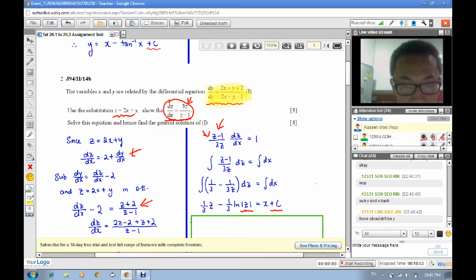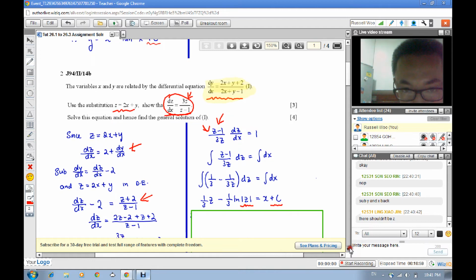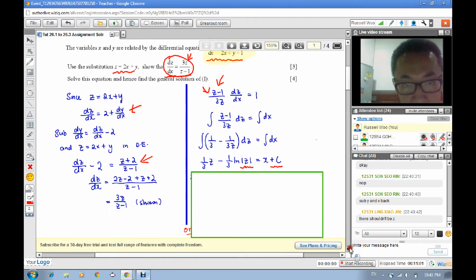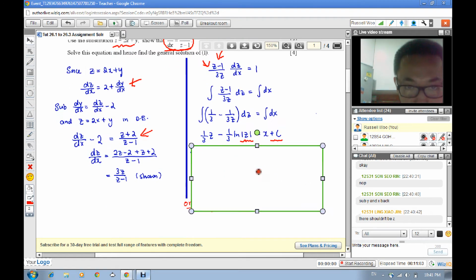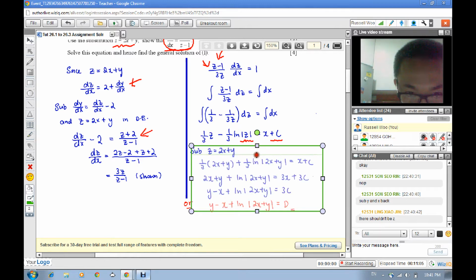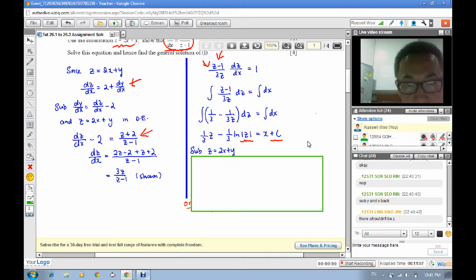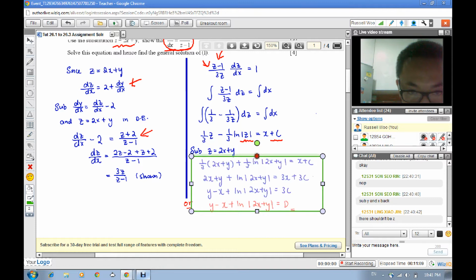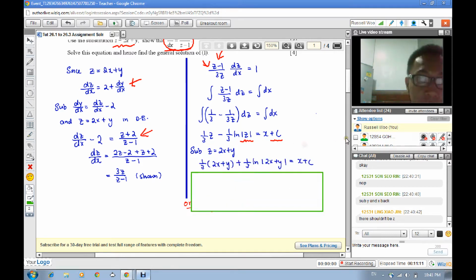The highlighter is not very nice, but never mind, you know what I mean. The original DE was in y and x. So ultimately you should substitute back z equals 2x plus y. Just as long as you see z, you will substitute it. From this step onwards is just simplification.